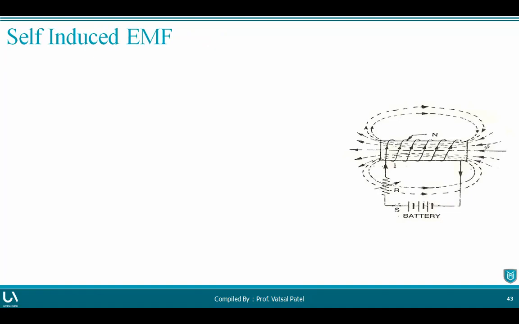So this is the diagram. What do you understand from this diagram? How many coils do you have in this diagram? Can you tell me?